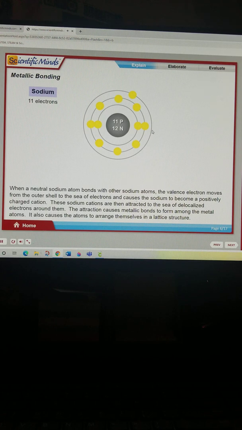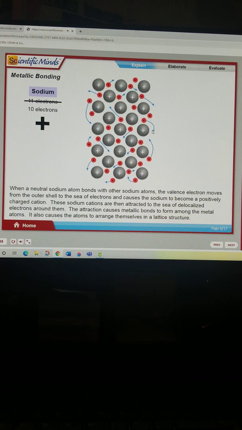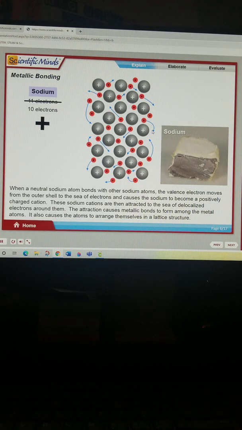When a neutral sodium atom bonds with other sodium atoms, the valence electron moves from the outer shell to the sea of electrons and causes the sodium to become a positively charged cation. These sodium cations are then attracted to the sea of delocalized electrons around them. The attraction causes metallic bonds to form among the metal atoms. It also causes the atoms to arrange themselves in a lattice structure.